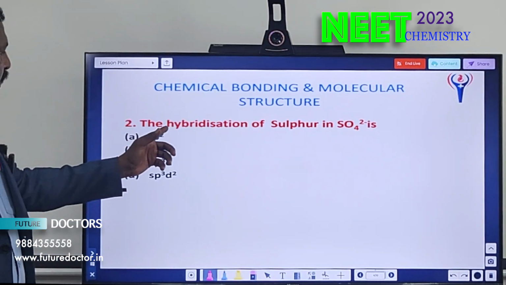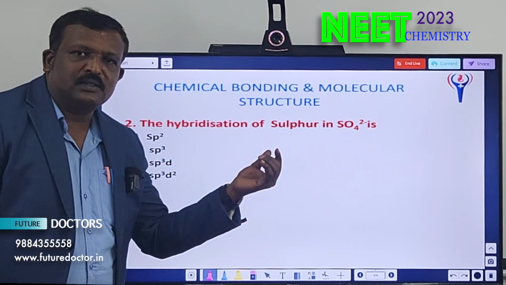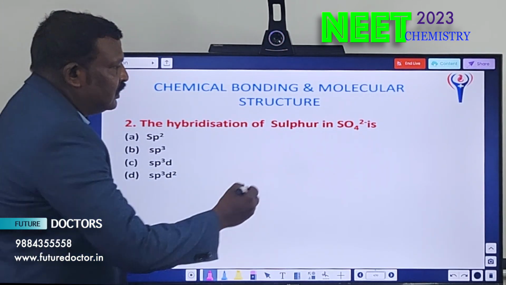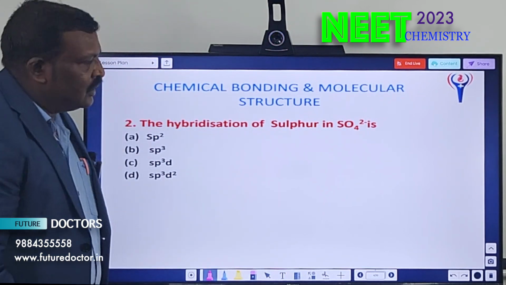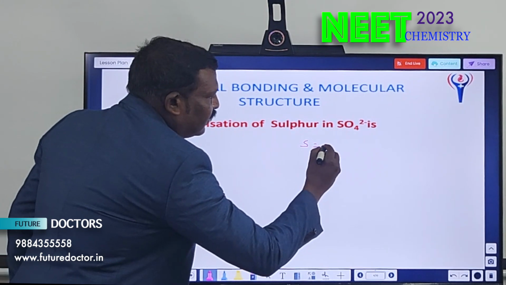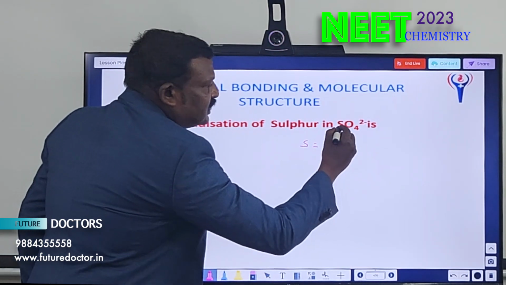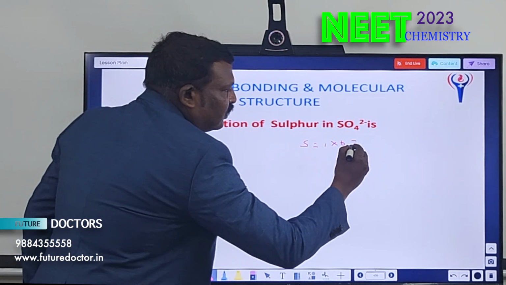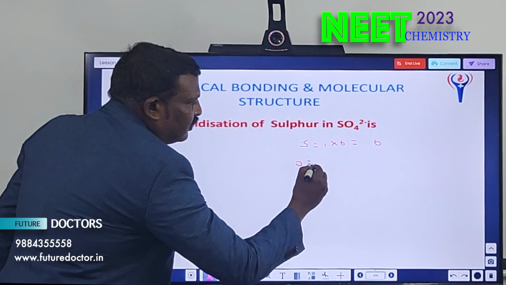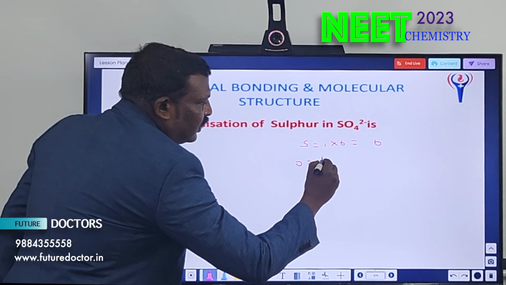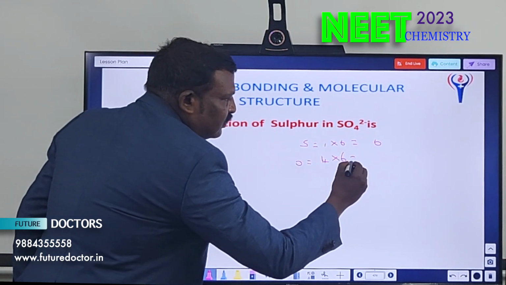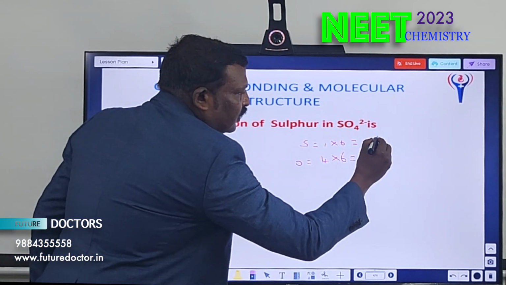See the second one: the hybridization of sulfur in SO4 2 minus. How to find it? First, add all the valence electrons. We have only 1 sulfur, and its valence electrons are 6, so 1 into 6 is 6. Then oxygen: we have 4 oxygen, and each has 6 valence electrons, so 4 into 6 is 24.